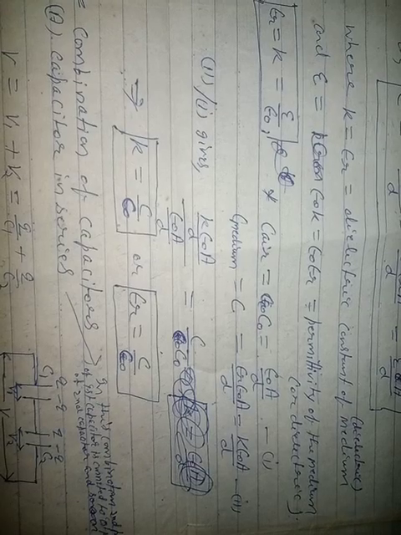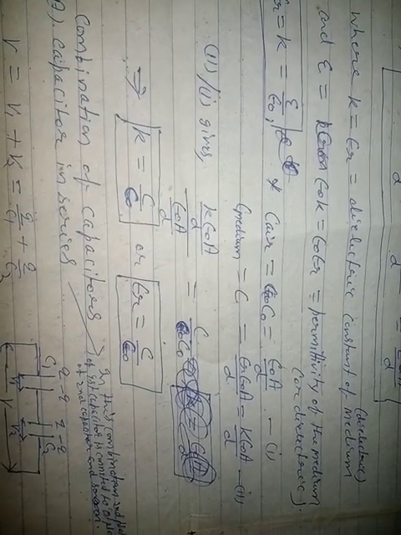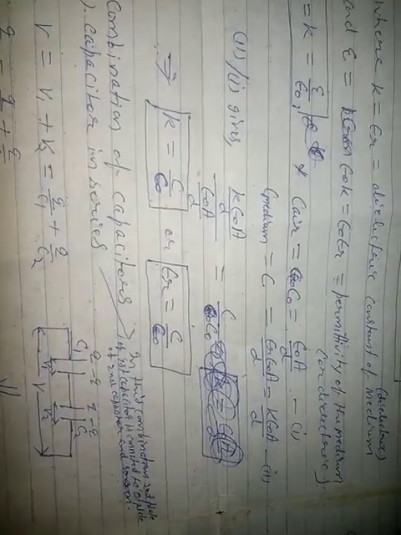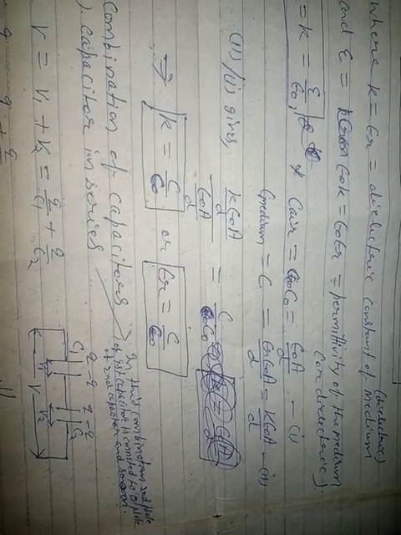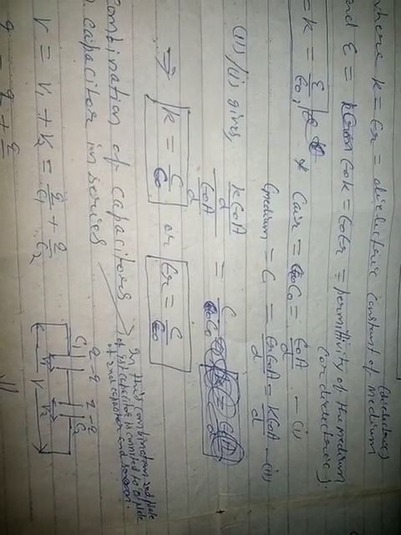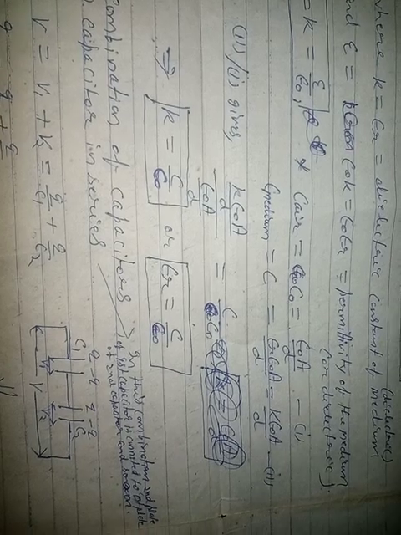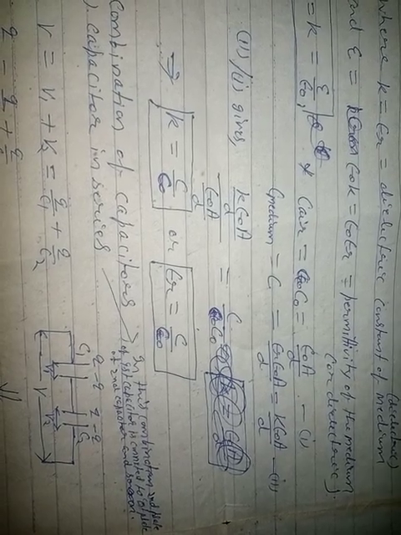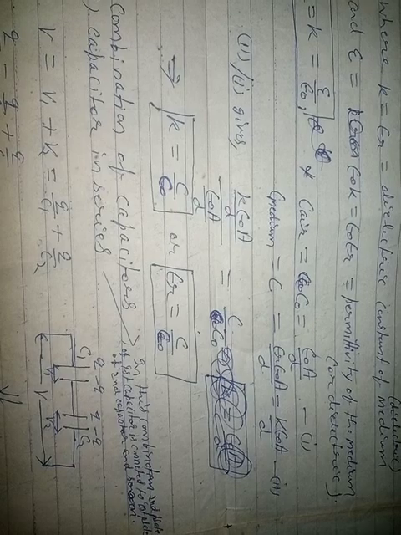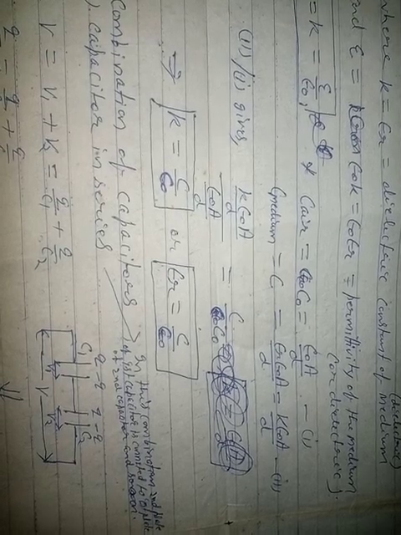For example, C air equals C0 equals epsilon naught A by d, and C medium equals C equals epsilon r epsilon naught A by d equals k epsilon naught A by d. Dividing 2 by 1 gives k epsilon naught A by d over epsilon naught A by d equals C by C naught. This implies k equals C by C naught, or epsilon r equals C by C naught.